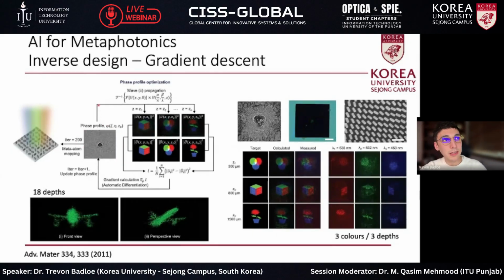We can use our scalar diffraction to propagate to different locations in space, and then we can get some loss function that compares the light intensity to the image that we want, and then we can use automatic differentiation to update every single pixel at the same time. In this work we use around 200 iterations. So this goes around 200 times, and we're able to then create these three location holograms, as well as these 18 depths, a 3D hologram.